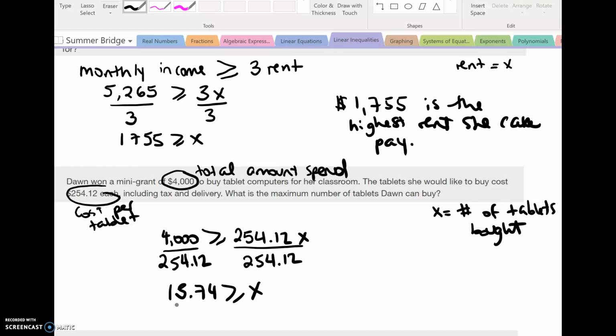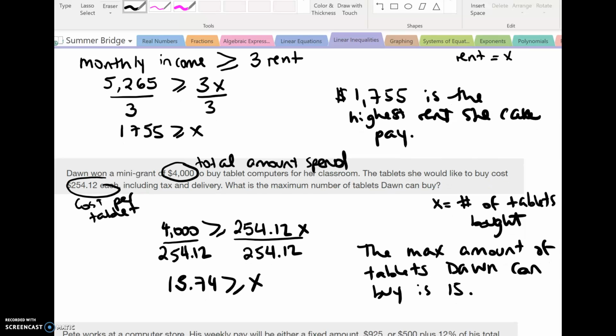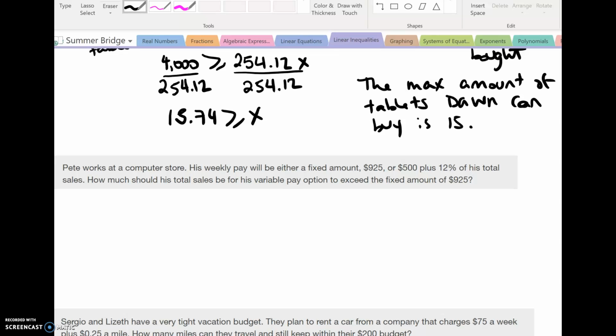So the maximum number of tablets Dawn can buy is 15. Okay, because I know that with 15, the grant money will cover that much, but it will not cover a 16th fully.